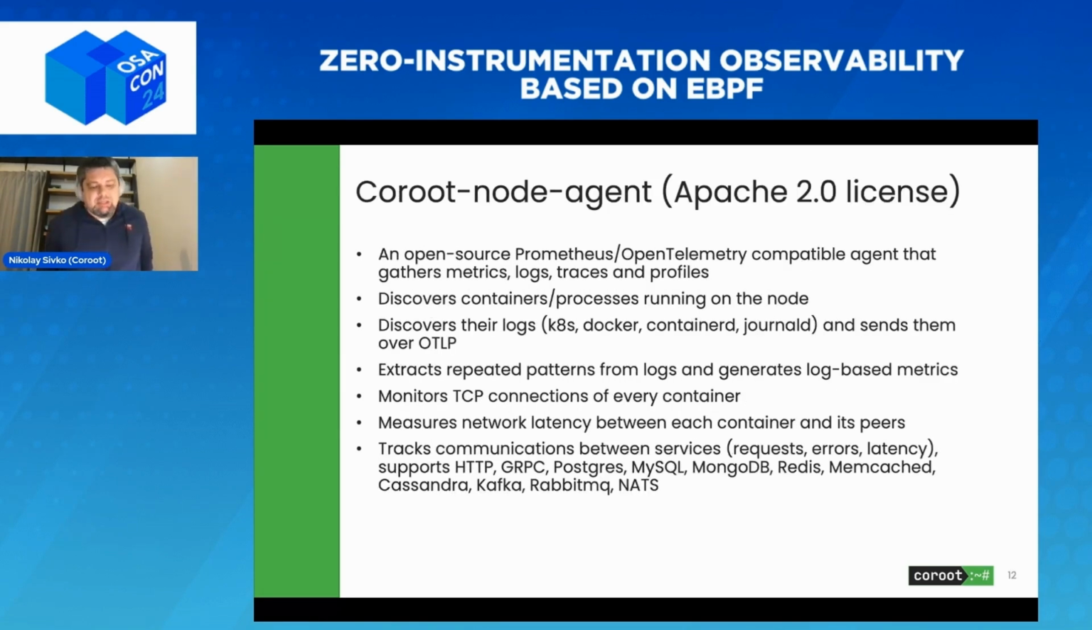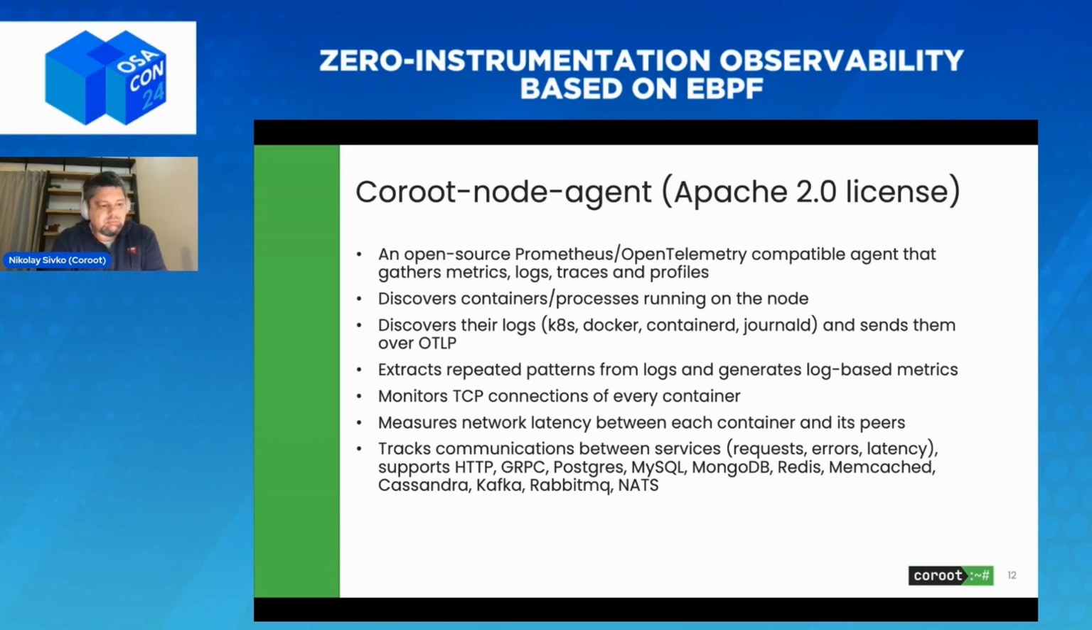And we implemented a lot of eBPF programs for observability purposes. Our monitoring agent, called Coroot Node Agent, is open source, distributed under the Apache 2.0 license, a truly open source license. It's a Prometheus and OpenTelemetry compatible agent. It gathers all telemetry signals like metrics, logs, traces, and profiles.